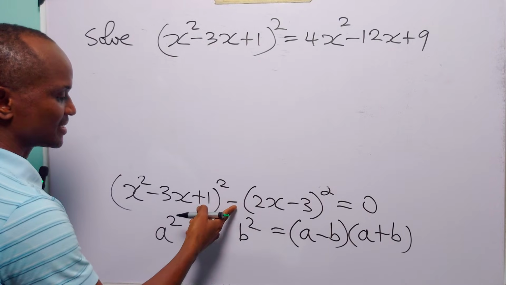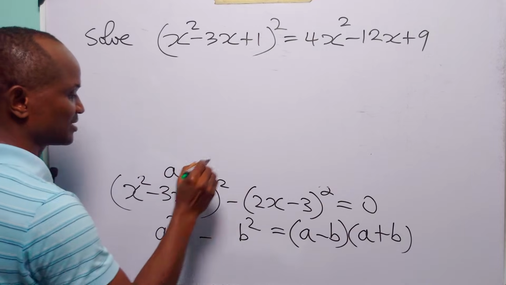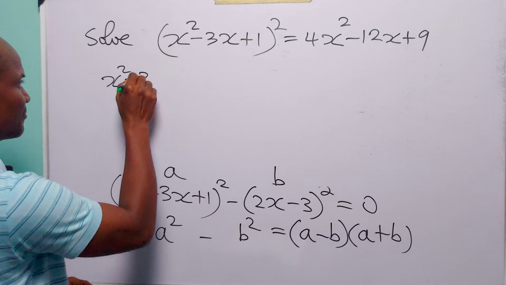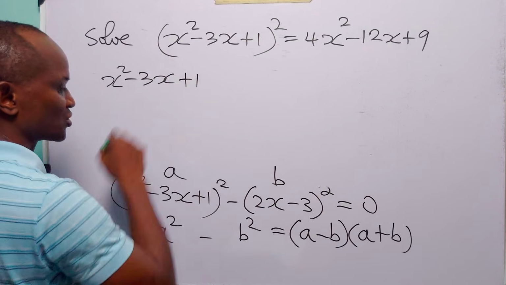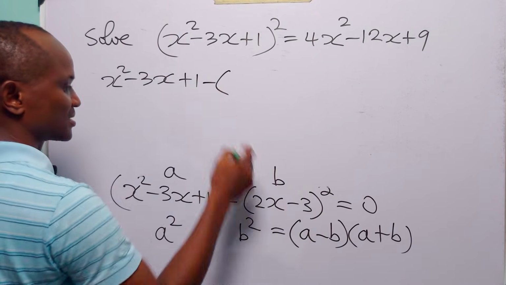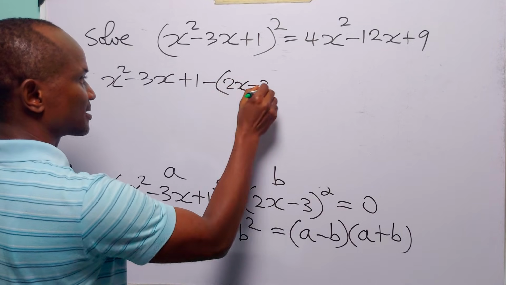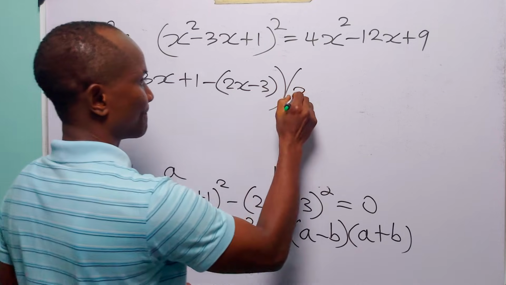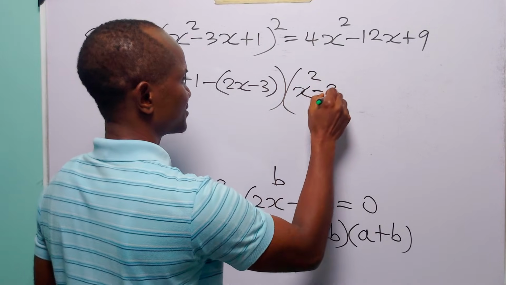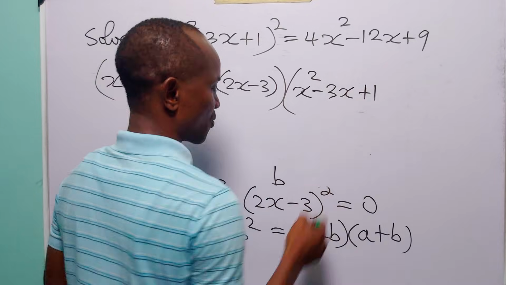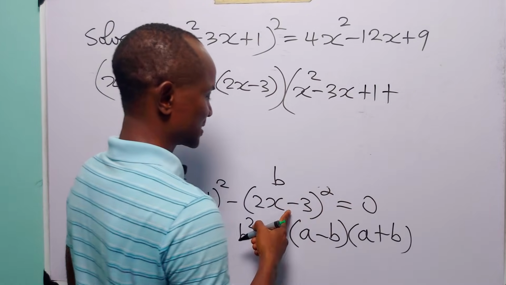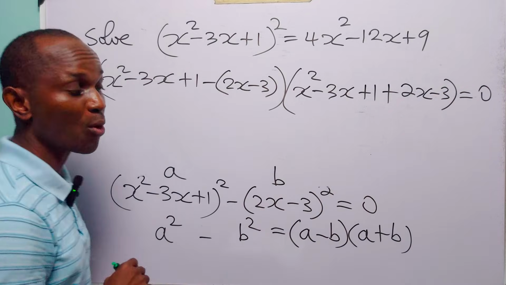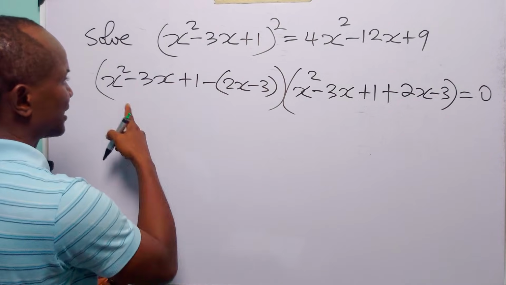So we can write this left-hand side as, let this be a and let this be b. We have x squared minus 3x plus 1 minus 2x minus 3 multiplied by x squared minus 3x plus 1 plus 2x minus 3. And of course, this is still equal to 0. Now let us simplify this.